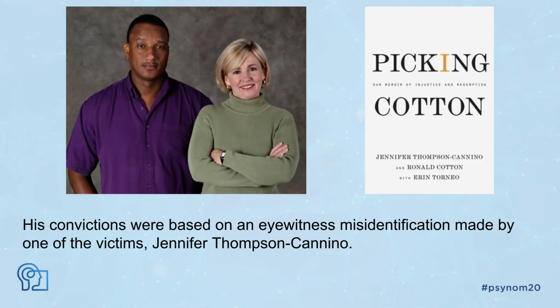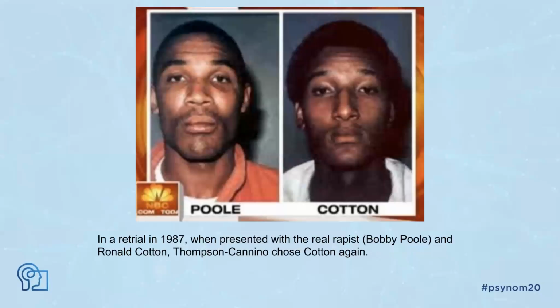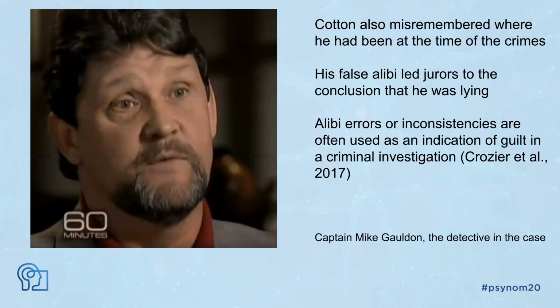So Thompson-Canino misidentified Cotton in an original photo lineup. She then misidentified Cotton in a subsequent in-person lineup. And then 2 years later, when the actual rapist, Bobby Poole, was brought into the courtroom and placed side by side with Cotton, she again identified Cotton. And so this is a classic case of how the choice of someone and the introduction of misinformation can occur in memory.